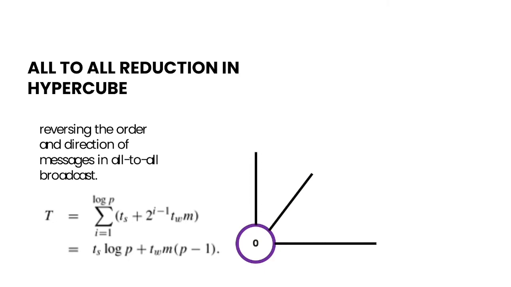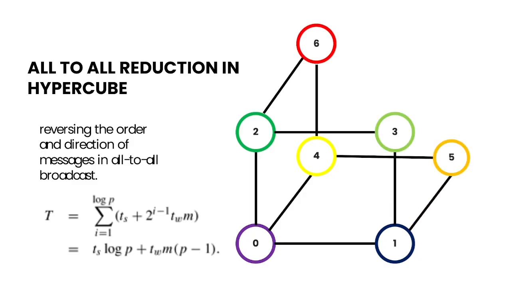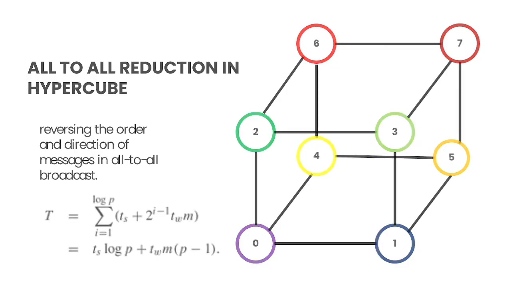The size of each message exchanged in the ith of the log p steps is 2^(i-1) m. It takes a pair of nodes time Ts plus 2^(i-1) Tw m to send and receive messages from each other during the ith step.